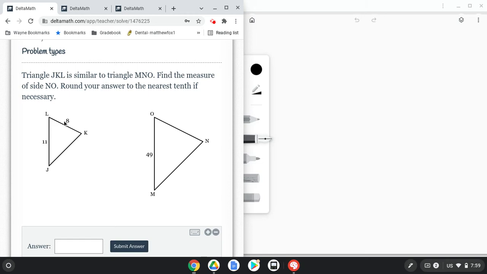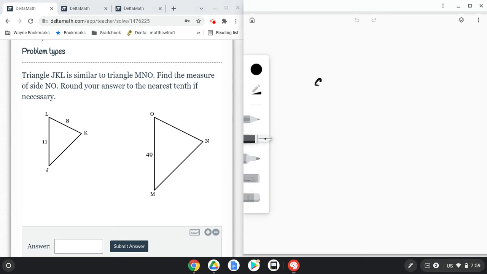So if we look at this first question, it says triangle JKL is similar to triangle MNO. We already know that for sure. It says find the measure of side NO. So side NO right here, we don't know what that is. If we look here at JKL, I have an 11 and an 8. It doesn't matter which one we put where, but we need to make a fraction.